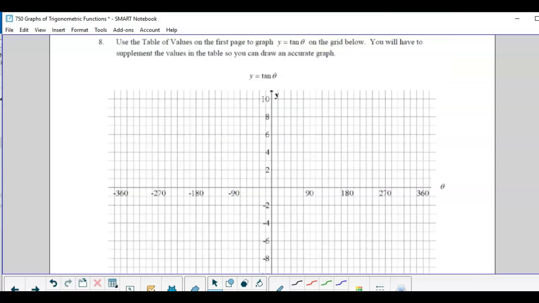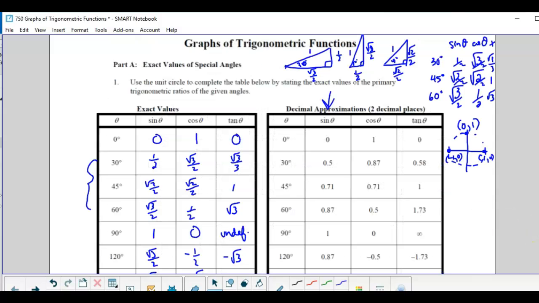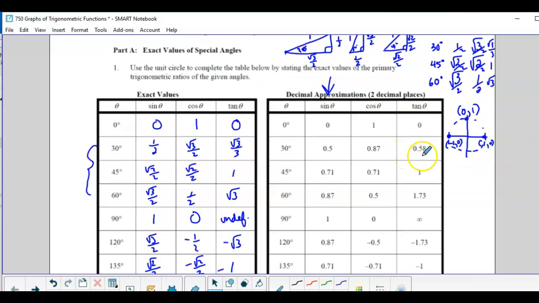Okay, so next is tan. It's a little bit different. So again, we're going to start with some values that we do know. So tan of 0 is 0. Tan of 30 degrees. So go back, and again, I'm going to get you to pause it in a sec. Tan of 30 degrees is 0.58. Tan of 45 is 1. Tan of 60 is 1.73. So they're all going to be either positive or negatives of those.